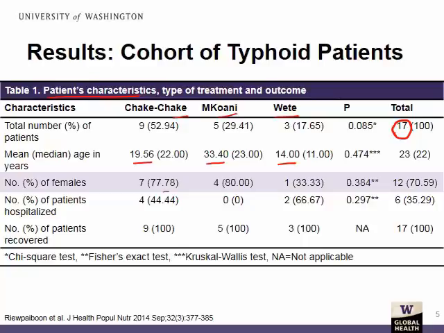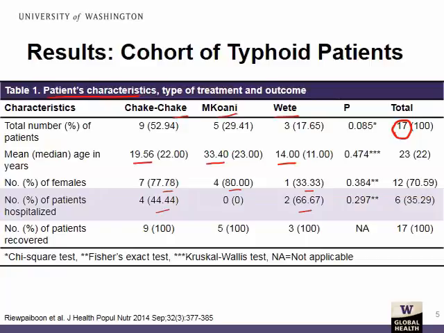So you can see 77 and 80%, although in this clinic only one was a female, so there were 2 males. And the number who were hospitalized were 40% here and 60% here. And all patients recovered, so 100% recovery rate. So no mortality in this small cohort.